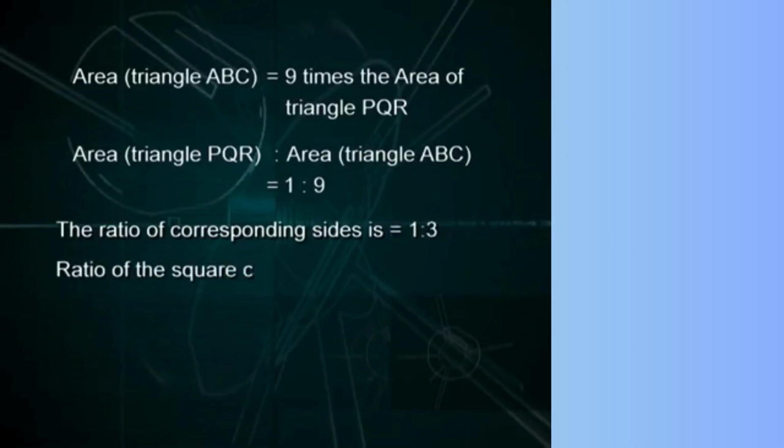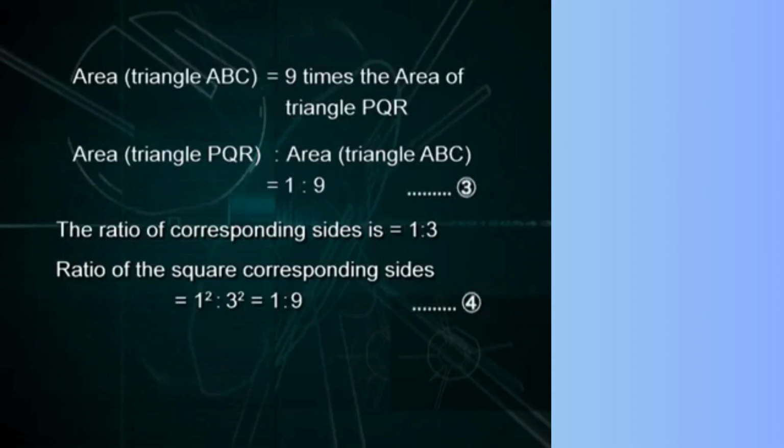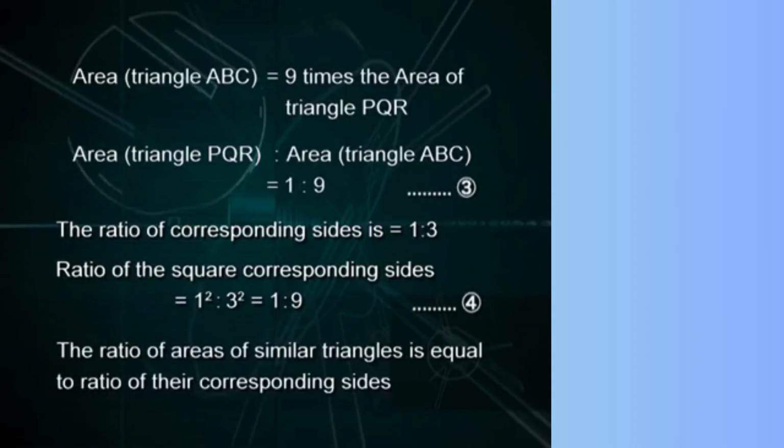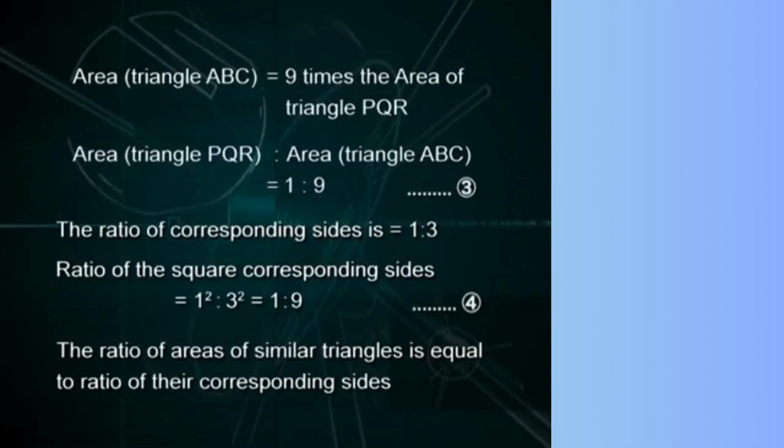Square of ratios of their corresponding sides is equal to 1 square is to 3 square, which is equal to 1:9. From equation 3 and 4, it is clear that the ratio of areas of these two triangles is equal to the ratio of square of their corresponding sides. Children, by taking more similar triangles, you can verify this result.